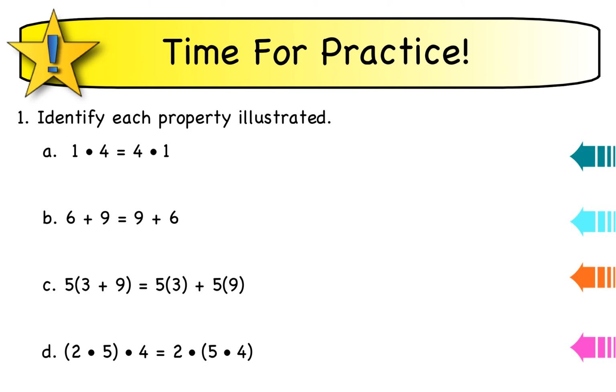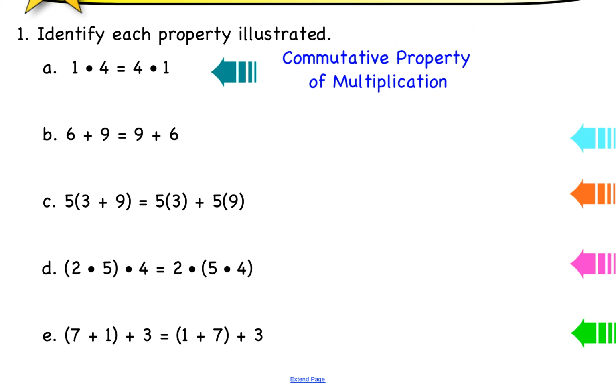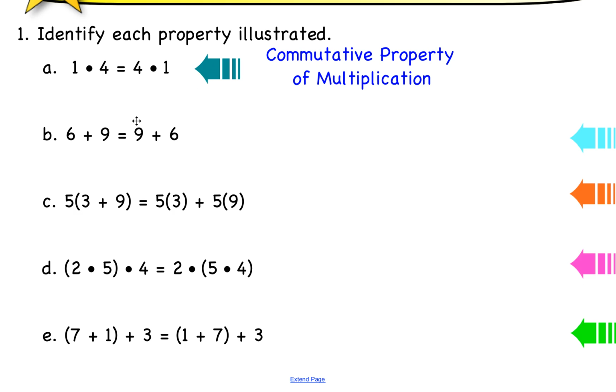So let's identify what properties are being used in these problems. Which property tells us that 1 times 4 is the same as 4 times 1? What did we switch? Did we group? Did we get rid of parentheses? Did we switch the order? And you're right, we switched the order on that one. So that is the commutative property.